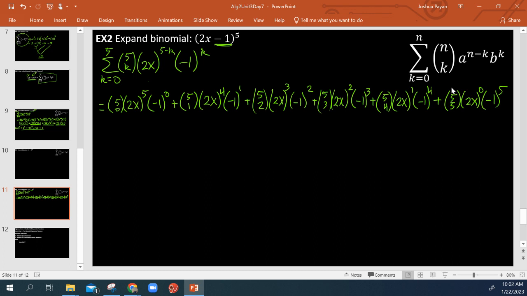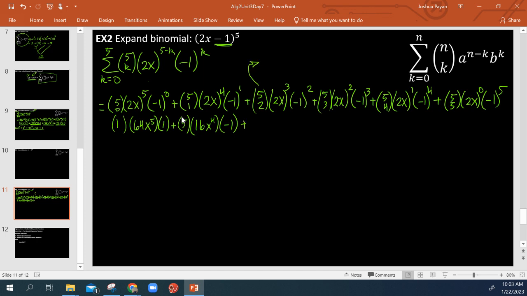Okay, 5 choose 0. Of course, that's 1. 2x to the 5th power. So that'd be 4 times 4 is 16 times 4 is 64. X to the 5th power. And then anything to the 0 power is still just a positive 1. 5 choose 1. Well, that's just 5. 2x to the 4th power, so that would be 16x to the 4th power, times -1 to the 1st power, which would just be -1, plus 5 choose 2.